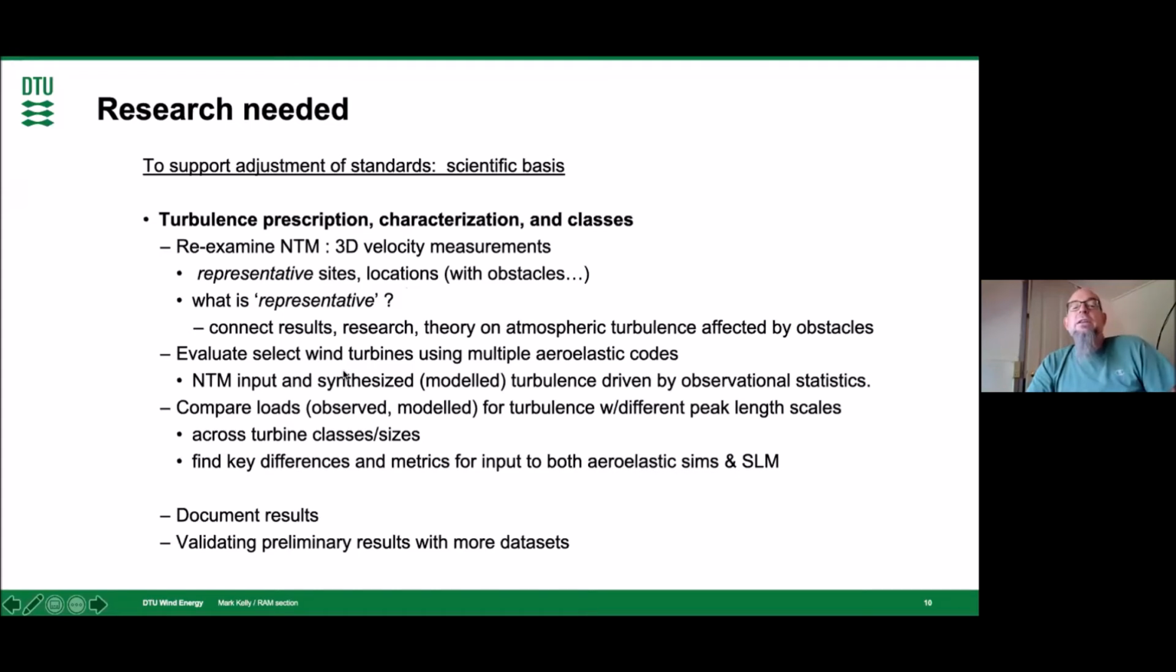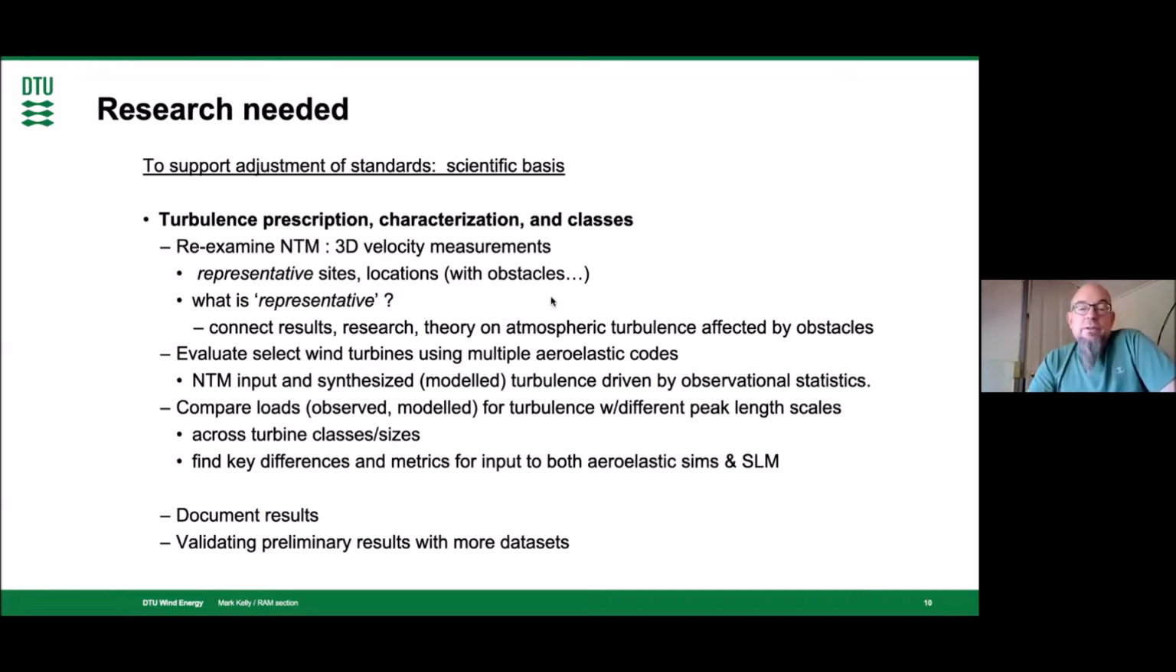So basically, things need to be connected together: results that already exist, as well as research, plus the theory, like the stuff I work with, atmospheric turbulence theory and obstacles. This has to be amalgamated to get to the next generation of easy enough turbulence modeling that's appropriate. And then of course, there are the turbines themselves, what they can withstand. So different turbines, different sizes.